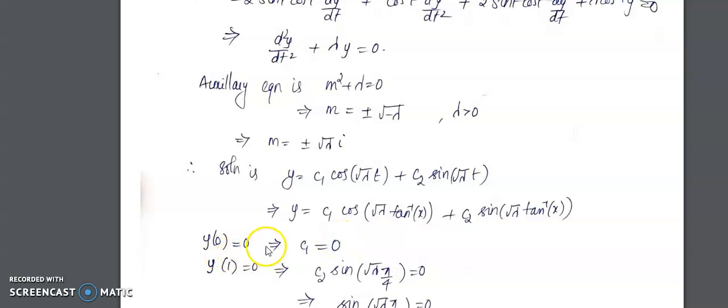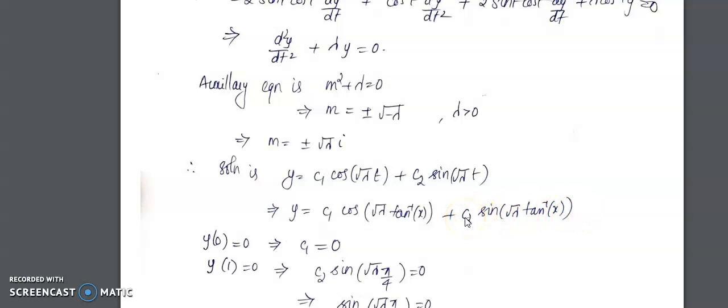So you have y at 0 equal to 0. So tan inverse of 0 is 0; the sin term is 0 and cos 0 will be 1. So you will get c1 equal to 0. For the second condition, when y of 1 is 0, you will get c2 sin root lambda tan inverse of 1 equal to 0.